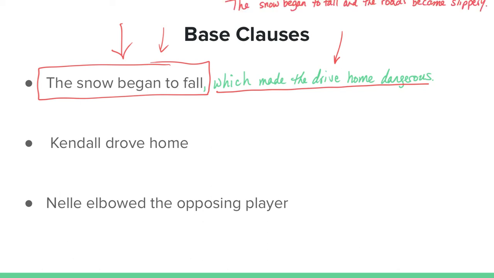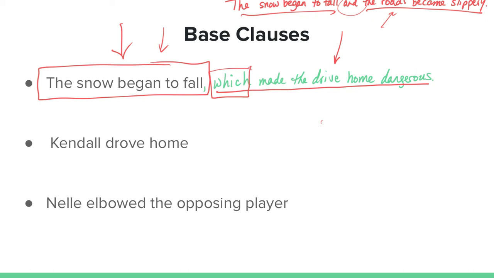If, however, we use a connective step, as we do here, then the two ideas are put in an equal position, because the "and" makes them equal. The snow began to fall and the roads became slippery. They're sort of equally important, but the relative pronoun makes the secondary idea less important. Let's look at the second one.